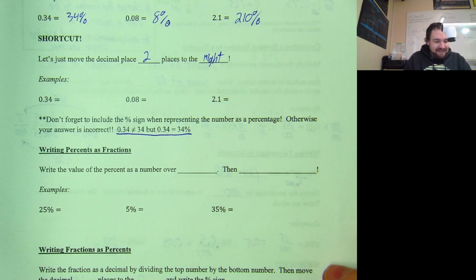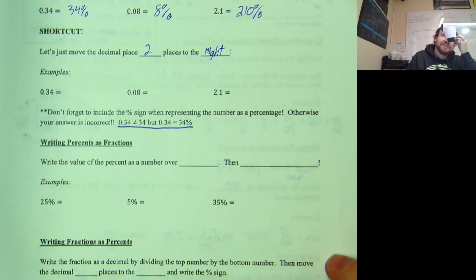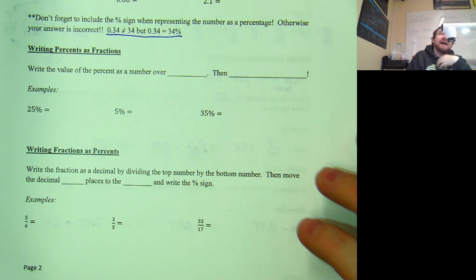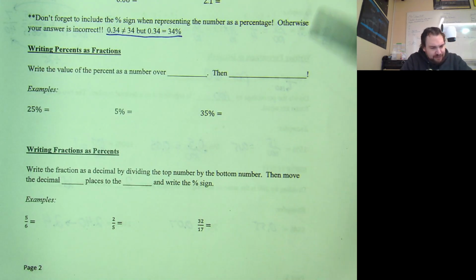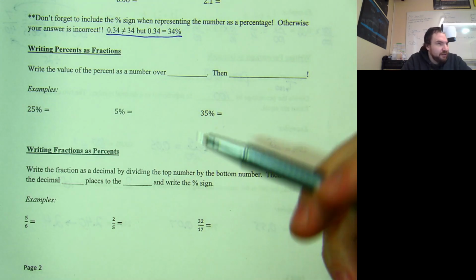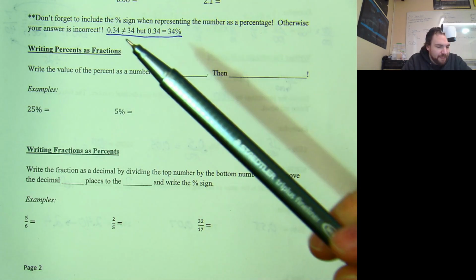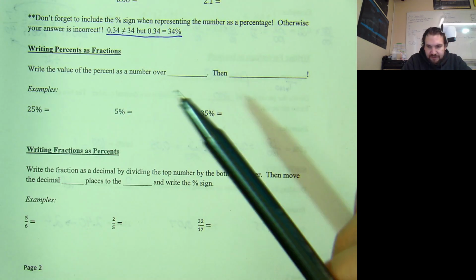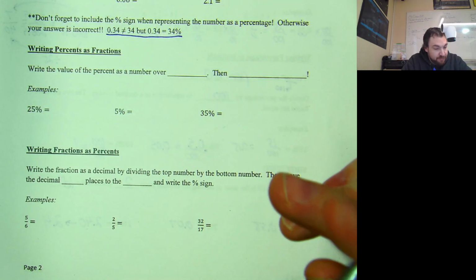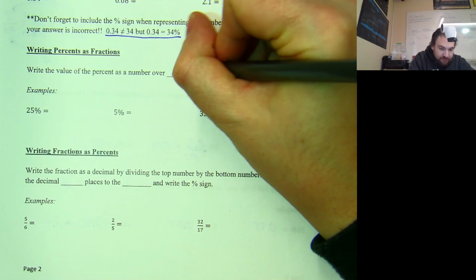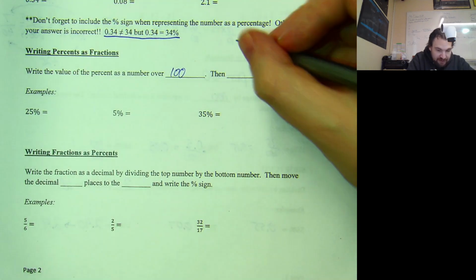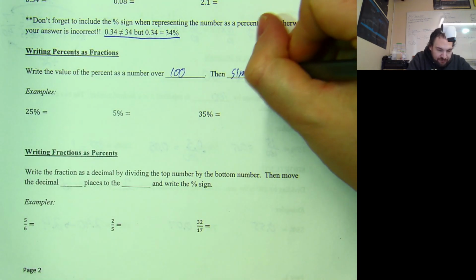Okay, the last combination of things is percents as fractions and fractions as percents. How do I do this? I can't tell you how many times someone says, well, what's my percentage? Well, you just got the test back. You tell me what your percentage is, but that's okay. How do you go from percents to fractions? The easy one. Put it over 100. Then do what? Then simplify or reduce.